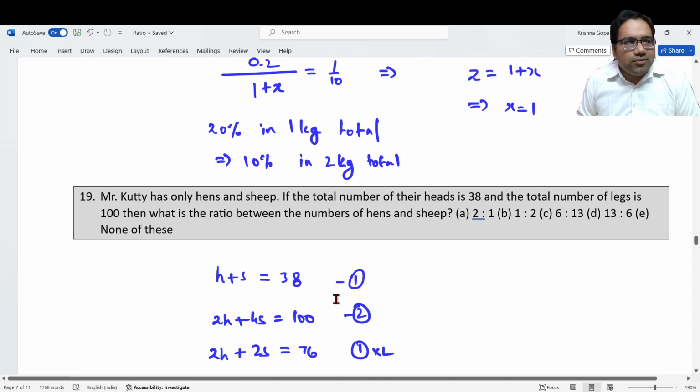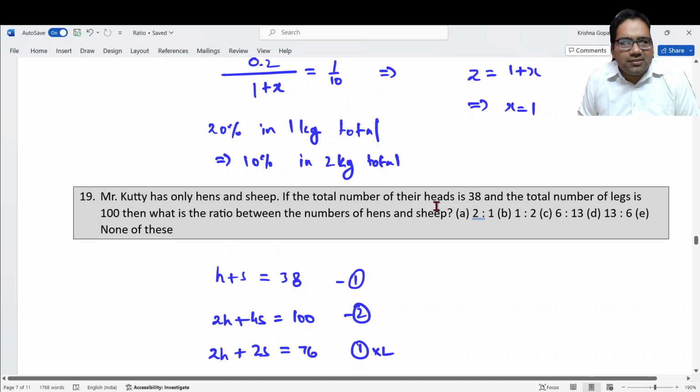Next, Mr. Kuti has only hens and sheep. If the total number of heads is 38, total number of heads means how many hens plus how many sheep, and total number of legs is 100, what is the ratio between number of hens and sheep? Very good. Hens plus sheep, total heads, because each hen has one head, each sheep has one head only. So total heads will be h plus s is equal to 38.